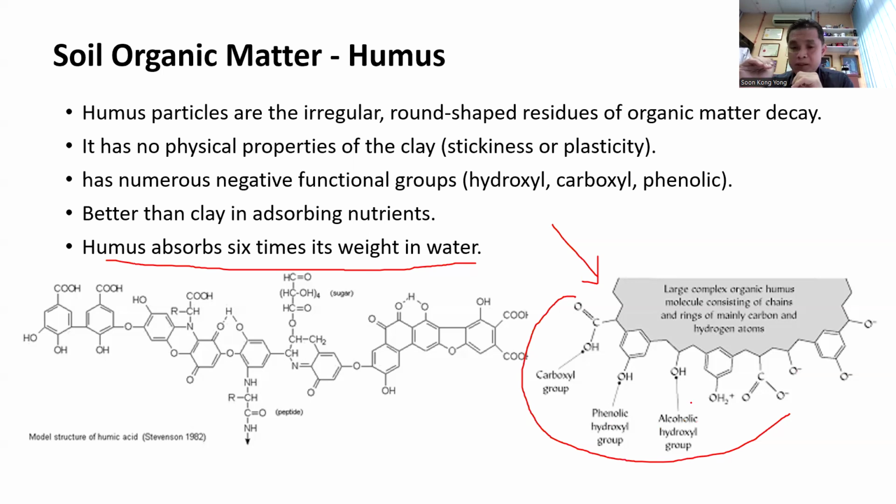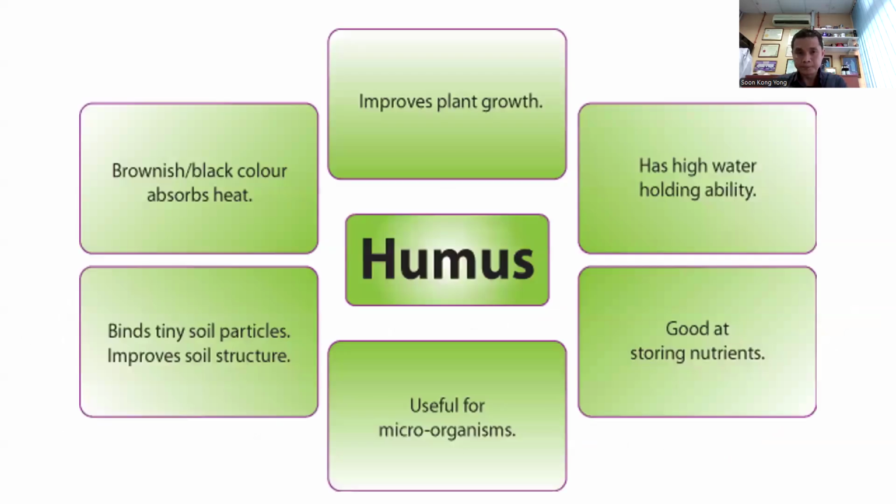And the wonderful thing about this functional group is that they can change over time. They can decompose by microbial activity and release nutrient. So once the nutrient is released, they also can absorb back into the humus itself through this negative charge. So it looks very similar to clay, except that humus is also the source of nutrient. So as you can see right here, the properties of humus, why they are so important.